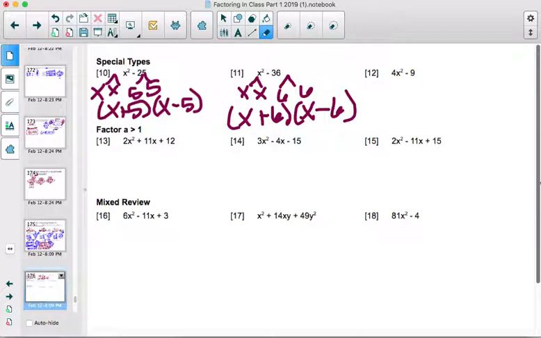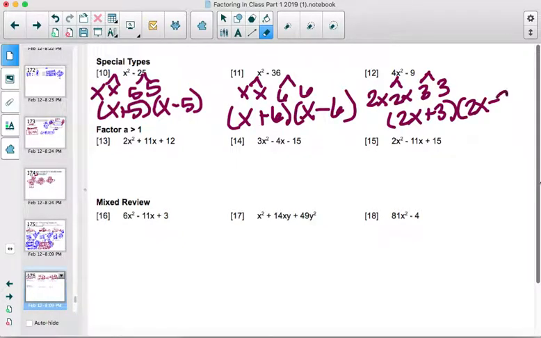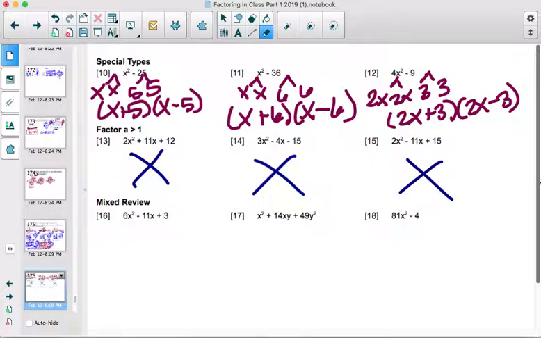The last one is a little trickier because I have a number starting, so 4 is 2x and 2x. 9 is 3 and 3. So I get 2x plus 3, and remember I need one positive, one negative, so I also get 2x minus 3. And these next ones are the same type as the ones we just did, so you can just practice those as needed. So I'm not going to go through them because they're the same as the ones we just did above.